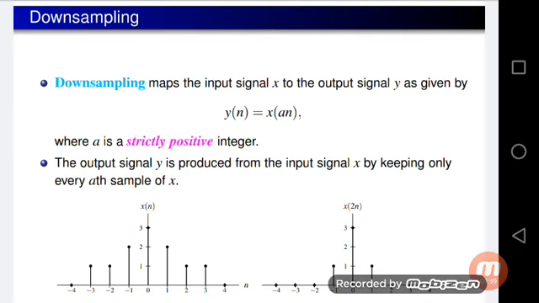Define downsampling. Downsampling is nothing but compressing or decreasing the given data, and then executing or processing the given data.